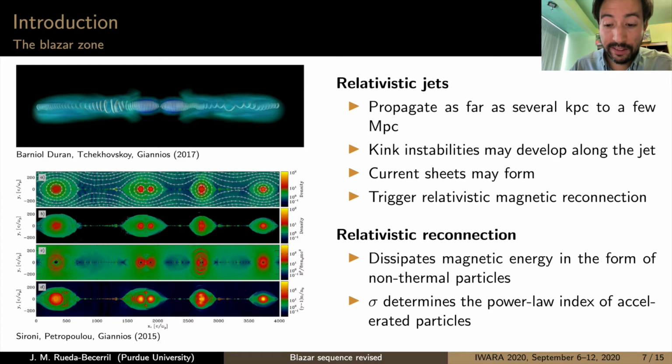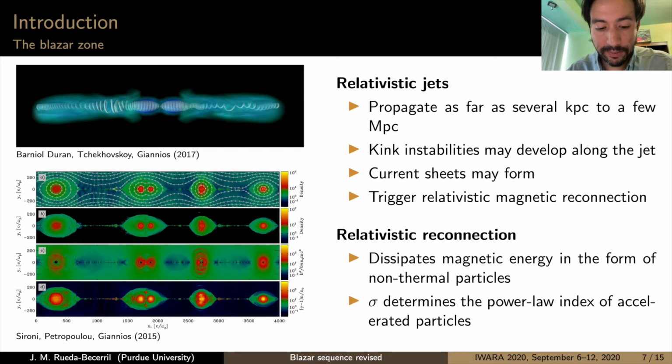Simulations have shown that instabilities may develop along AGN jets because these jets propagate as far as several kiloparsecs or even reach megaparsec scales. These are such long distances that it's highly probable that instabilities may develop in reality, and particularly kink instabilities may develop along the jet.